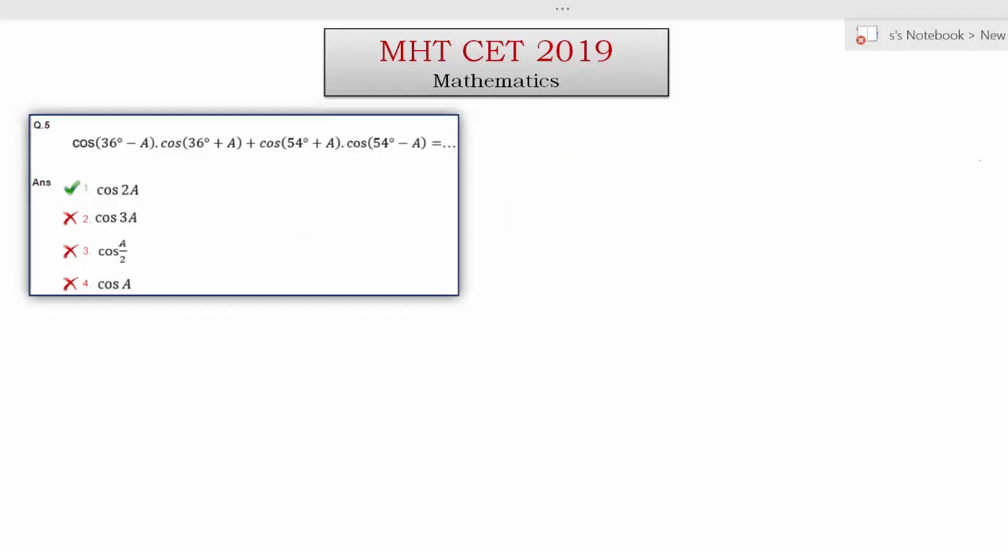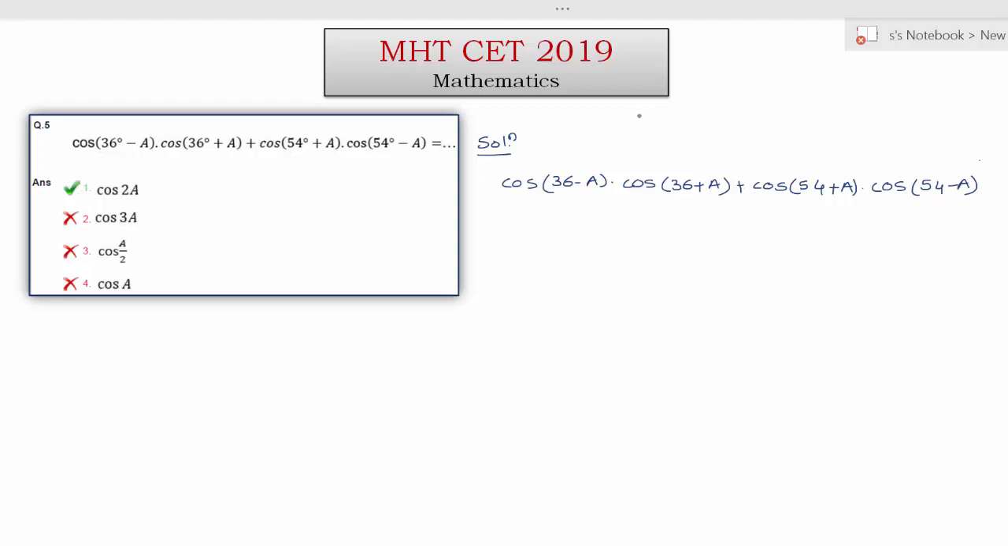Question 5 says cos of 36 minus a into cos of 36 plus a plus cos of 54 plus a into cos of 54 minus a is how much? Now students, if you look at this, 36 and 54 add up to 90.